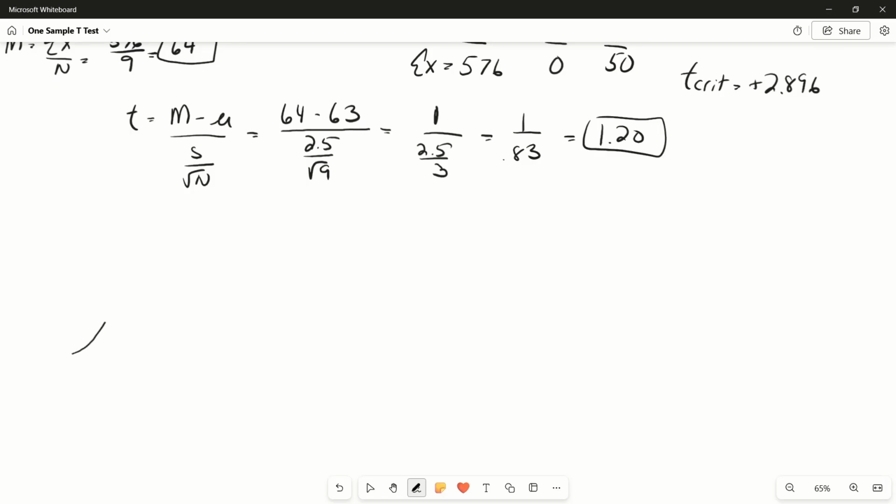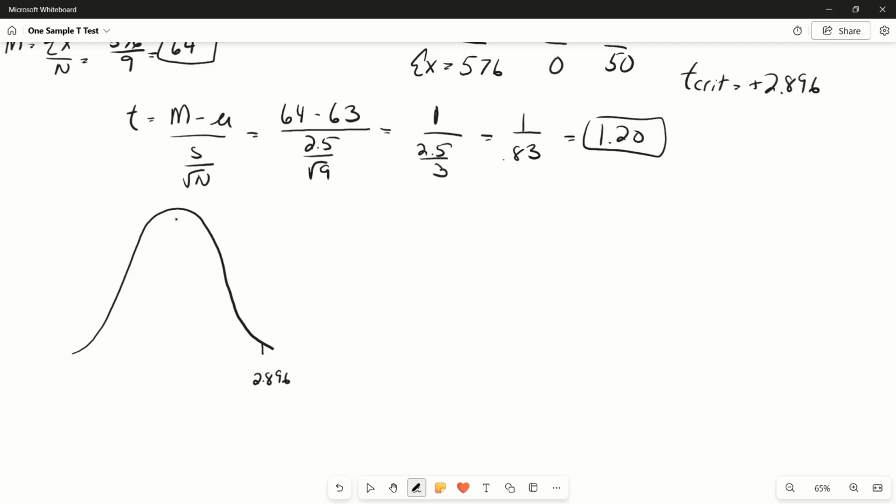Let's draw the curve here. This is a T curve. It looks like a normal curve because I don't want to draw the flat curve. It's the same thing though. Imagine it's the T curve. 2.896 positive is way out here in the tail.